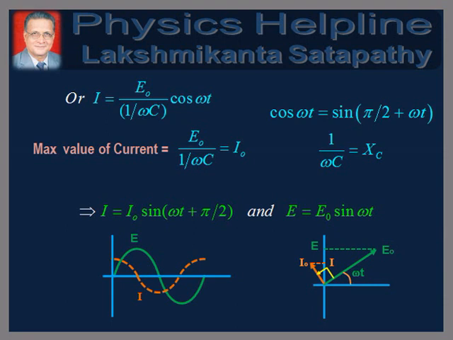The sinusoidal variations of voltage and current are shown in the first figure. We note that when omega t is equal to 0, E is equal to 0 and I is equal to I0 sin pi by 2, which is equal to I0. When omega t increases to pi by 2, E becomes E0 and I is equal to I0 sin pi, which is equal to 0. Therefore, we conclude that current leads voltage by a phase difference of pi by 2 radians. This is indicated in the second figure. This completes the theory of alternating current circuits containing only one circuit element.